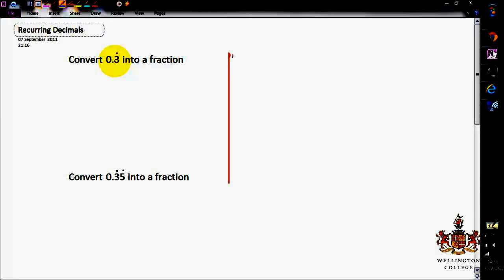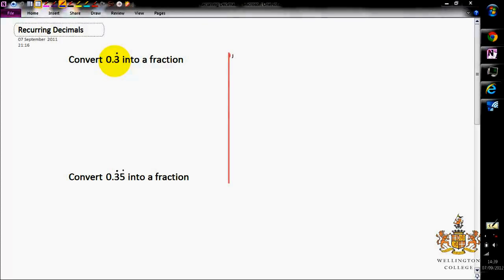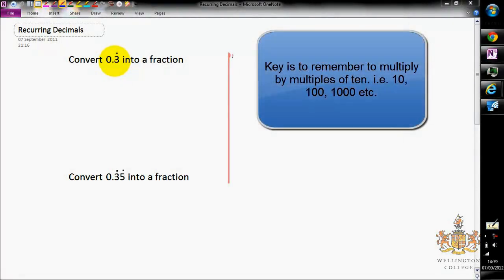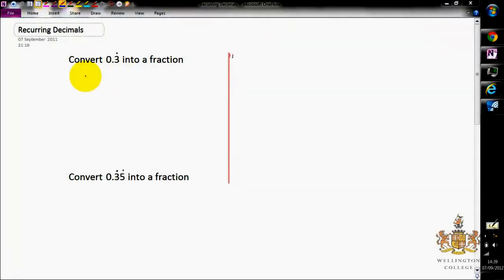Right, to convert any recurring decimal into a fraction, the key thing is to change the decimal place so that everything after the decimal place matches up. You do this by multiplying by factors of 10. So you multiply by either 10, 100, 1,000 or 10,000 until things match up. So let's try just doing that with 0.3 recurring.